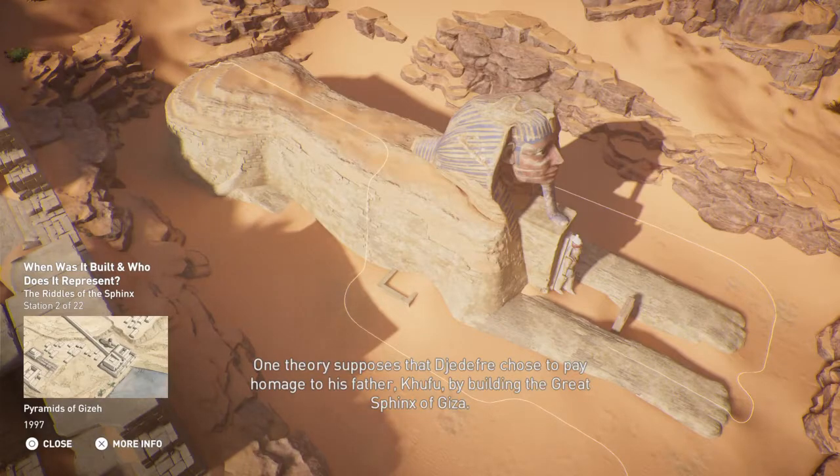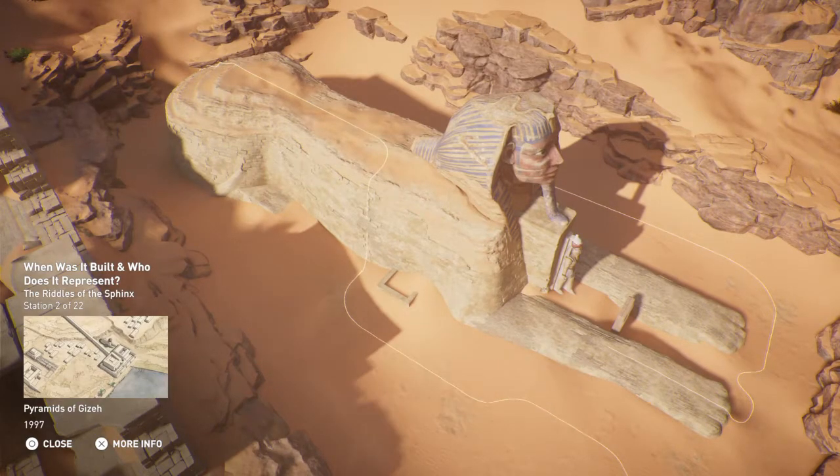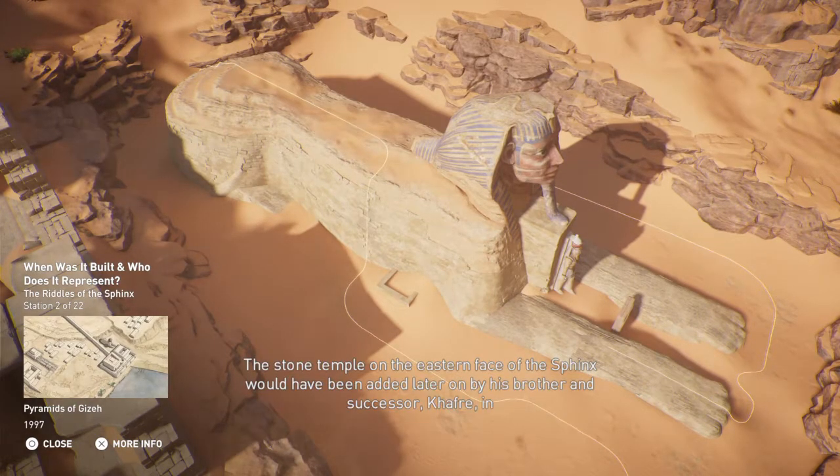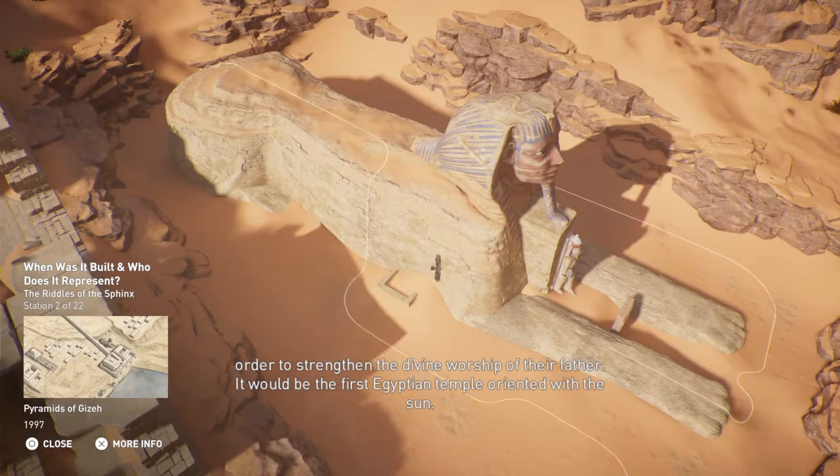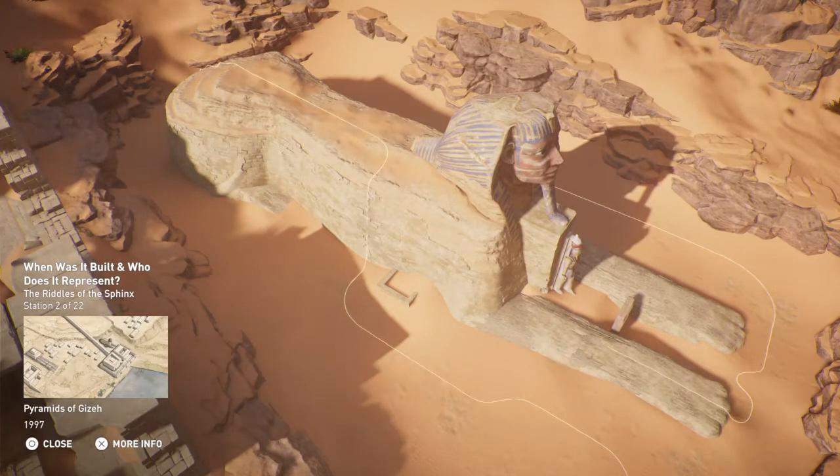One theory supposes that Djoser chose to pay homage to his father Khufu by building the Great Sphinx of Giza. The stone temple on the eastern face of the Sphinx would have been added later on by his brother and successor, Khafre, in order to strengthen the divine worship of their father. It would be the first Egyptian temple oriented with the sun.